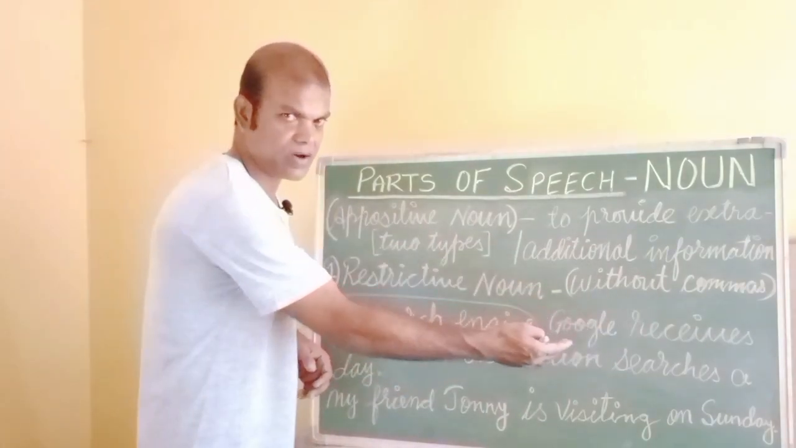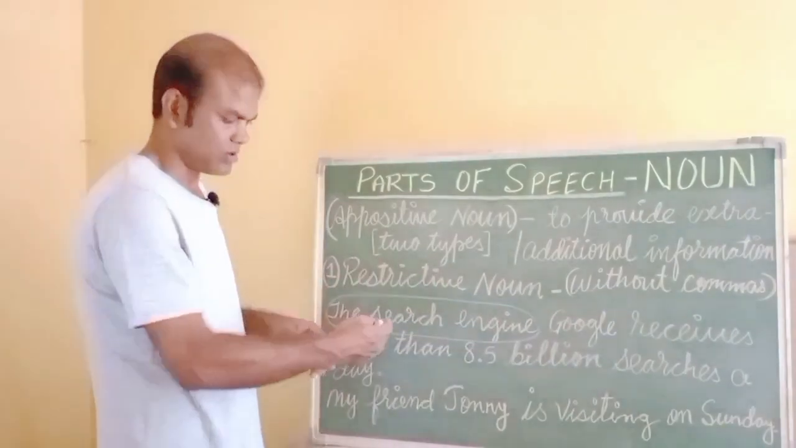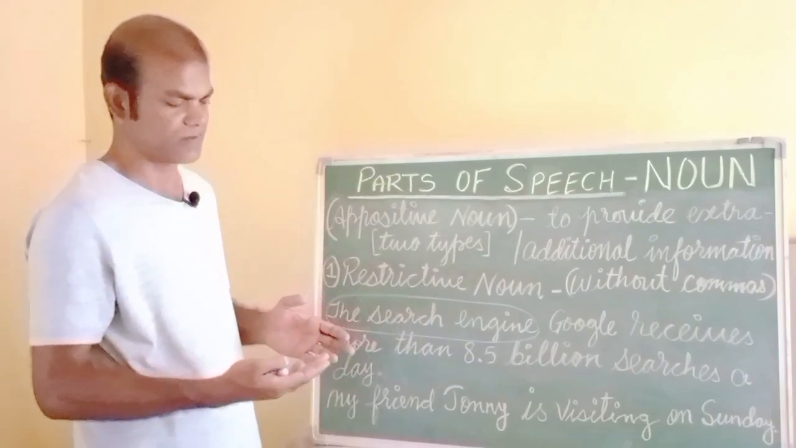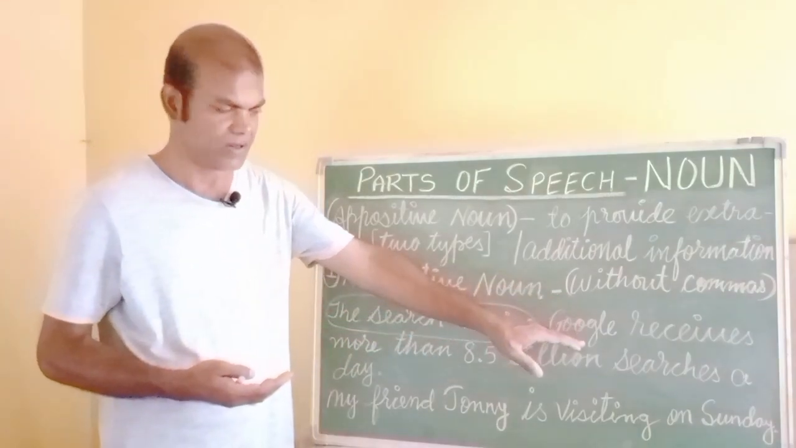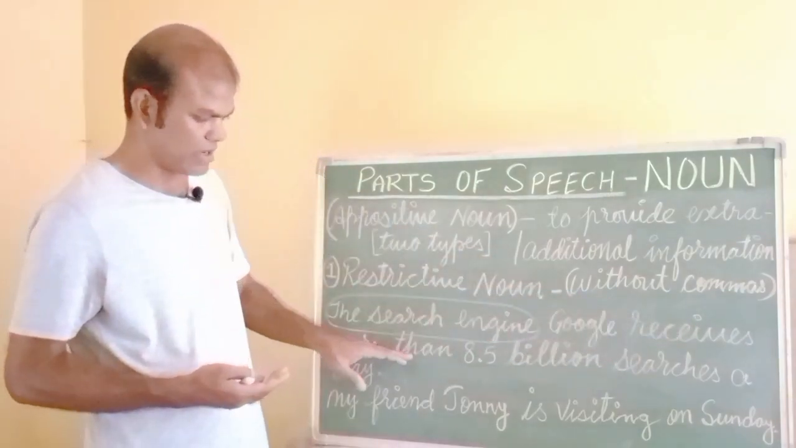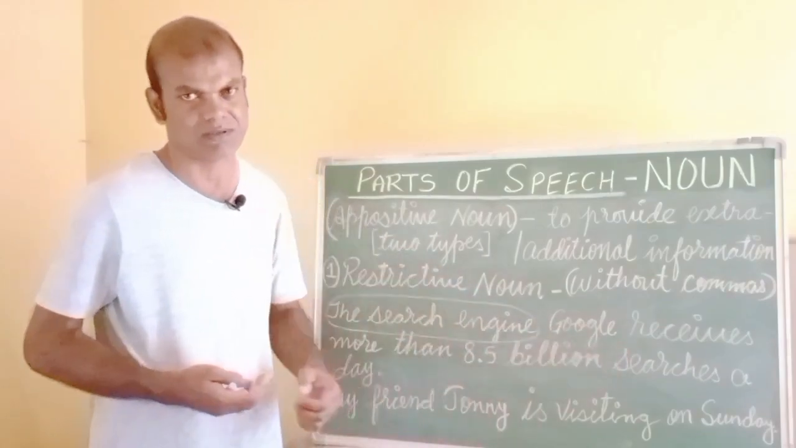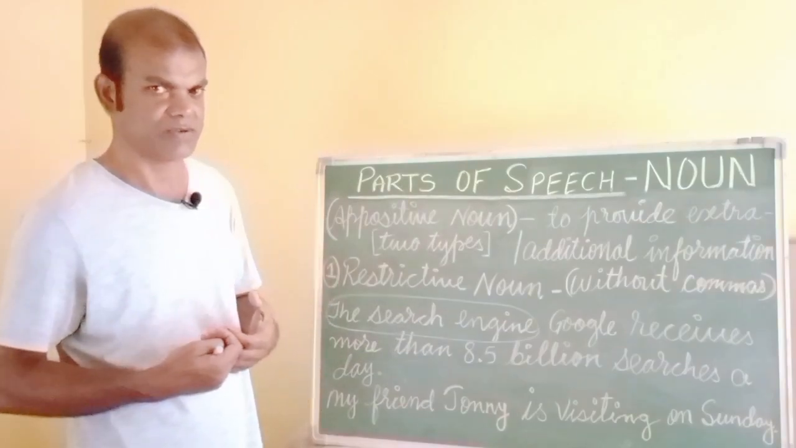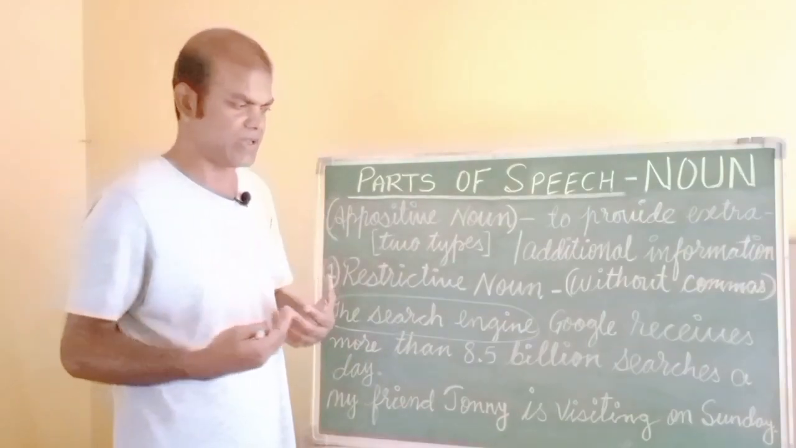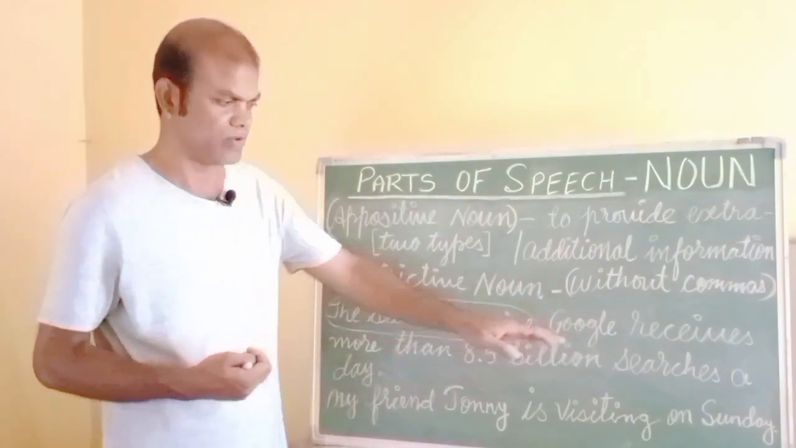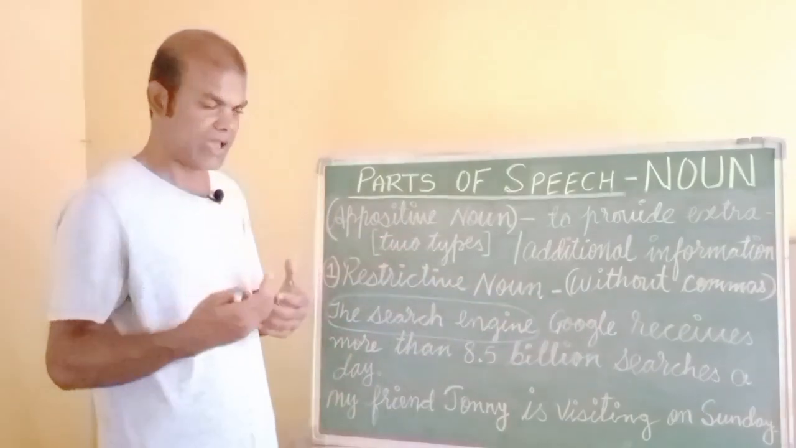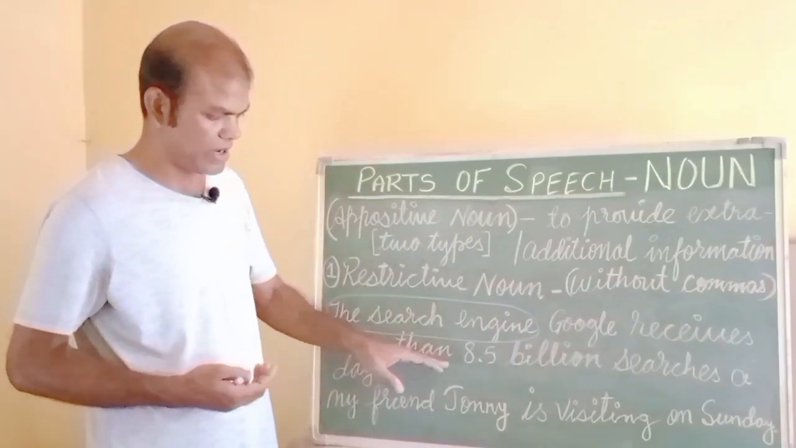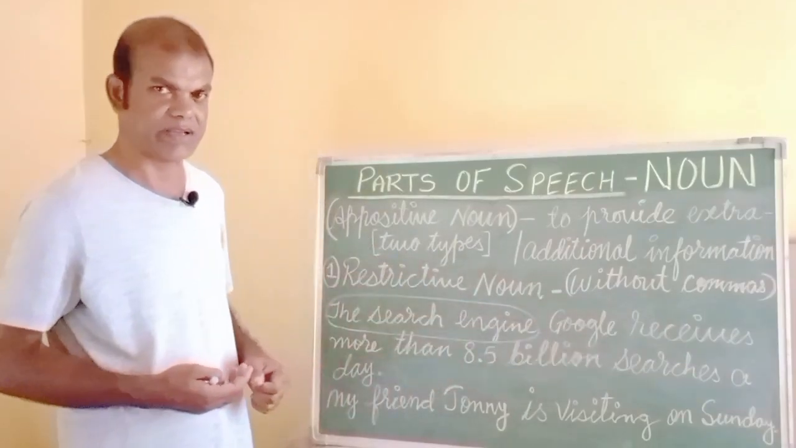Now, this appositive noun is letting us know about the search engine. Which search engine is being spoken about? The search engine Google receives more than 8.5 billion searches a day. Okay, now the sentence is complete. It is more understood. Now, let's say if we remove the appositive noun, if we don't write Google, we'll have the sentence, the search engine receives more than 8.5 billion searches a day.